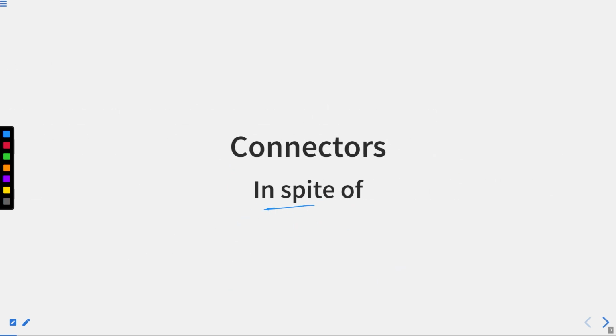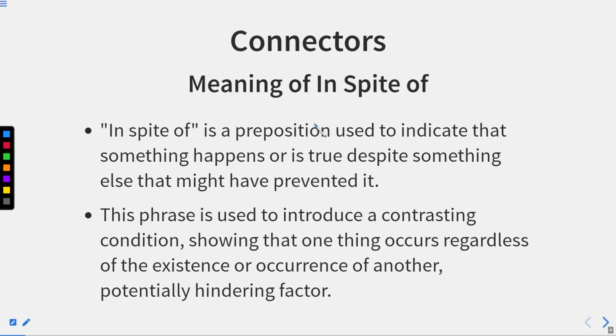Now first of all we'll discuss in spite of. Let us see the meaning of in spite of. In spite of is a preposition used to indicate that something happens or is true despite something else that might have prevented it. This phrase is used to introduce a contrasting condition, showing that one thing occurs regardless of the existence or occurrence of another potentially hindering factor.